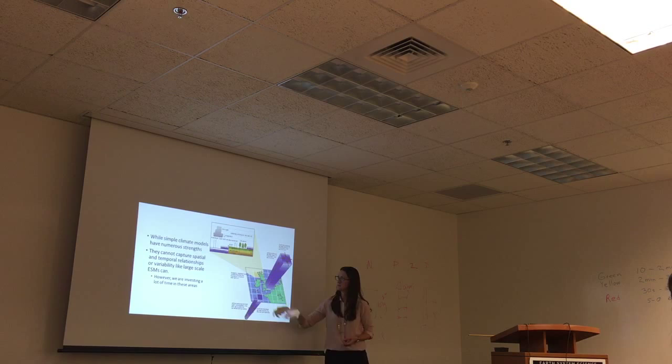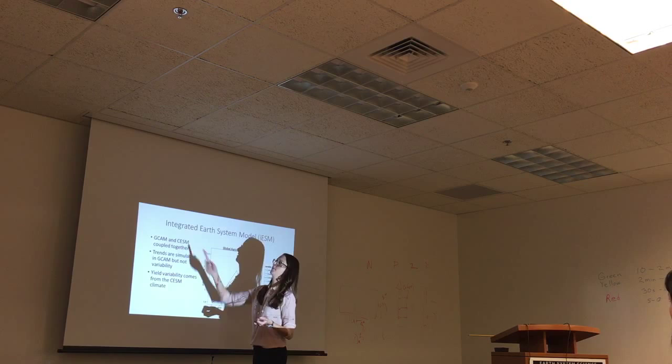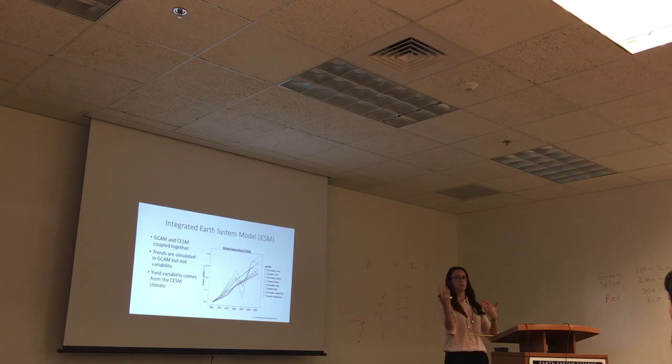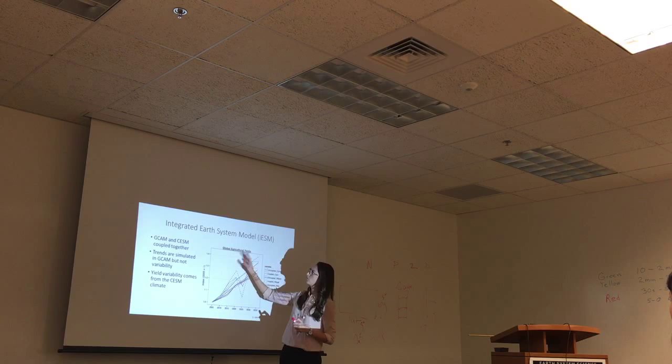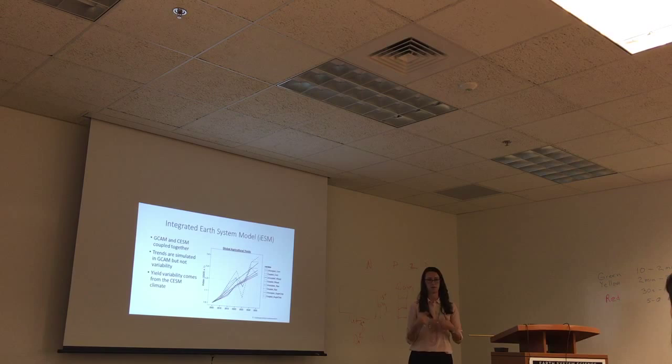So something that Kate has been involved in is this thing called the integrated Earth system model. It's where we're coupling GCAM to this NCAR model, CESM, which is the Community Earth System Model. And so at every time step, the human system and this really complex Earth system model are talking to each other. This is a figure of global agricultural yields. The solid lines are uncoupled, so this would be, let's say, just running GCAM without a climate.